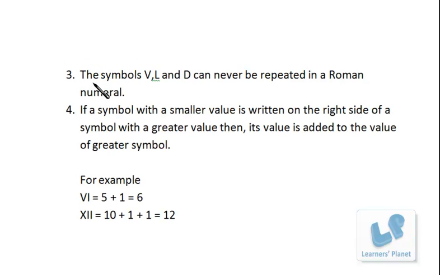Now the next rule is the symbols V, L and D can never be repeated in a Roman numeral. Now what is the value of V, L and D? V represents 5, L represents 50 and D represents 500. That means you cannot write V twice. That means it's not 5 plus 5, that is 10. It's not correct. So we have to be very clear that V, L and D can never be repeated in a Roman numeral.